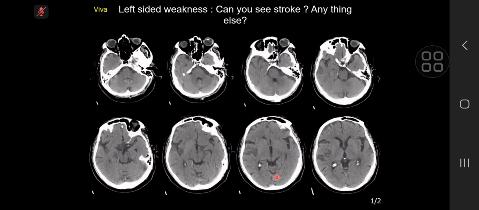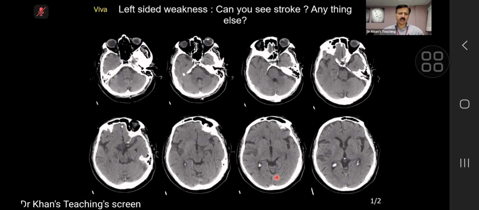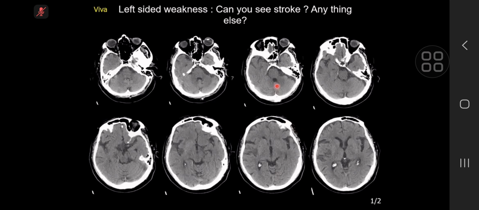Okay, candidate 2. This case presented with acute infarction, and the acute infarction is visible here in the insula, right? Now, anything around the brainstem? Just concentrate on this sequence, this sequence, this sequence, this sequence, and this sequence. My question is, any extra axial lesion?